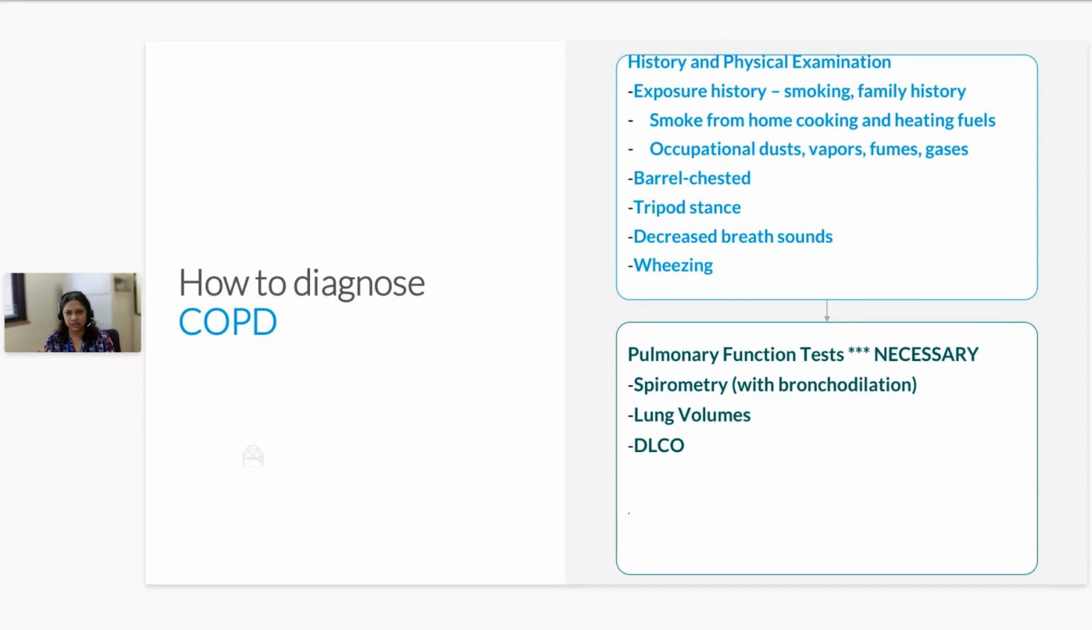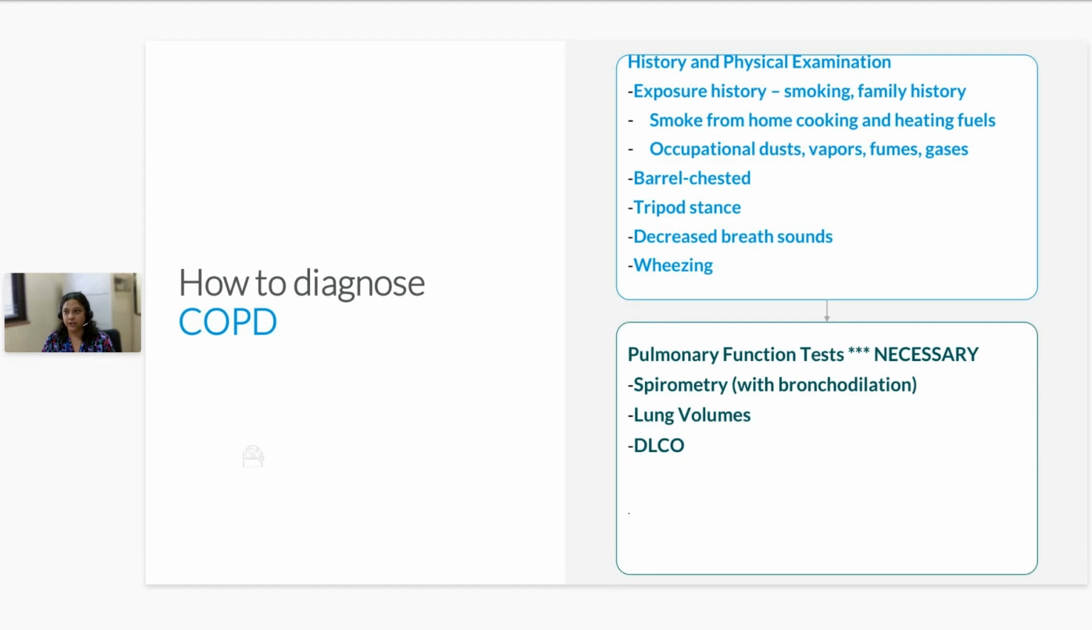You might hear decreased breath sounds in patients with emphysema just because they are so hyperinflated that the actual air exchange is pretty minimal. You may or may not hear wheezing as well in patients with COPD. But really, to diagnose COPD, you absolutely need the pulmonary function tests. You need spirometry, and preferably with bronchodilation, to identify patients with a fixed obstruction. And I'll show you what that looks like.